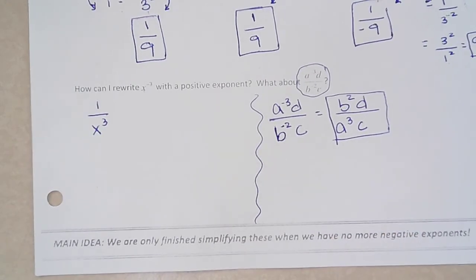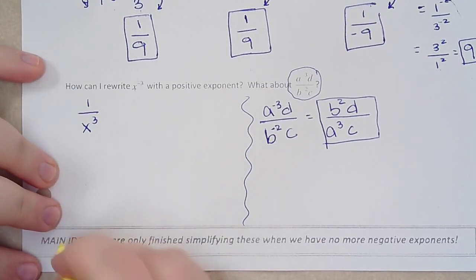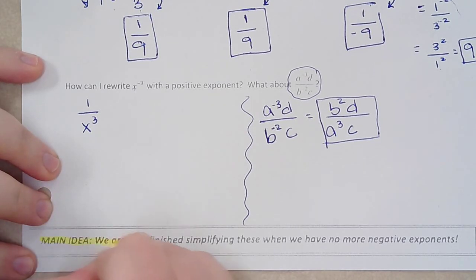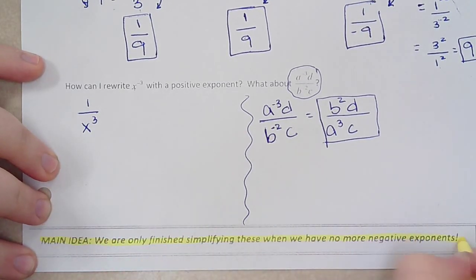And then one last big main idea. We are only finished simplifying these when we have no more negative exponents. So I'm going to highlight this to remind myself.